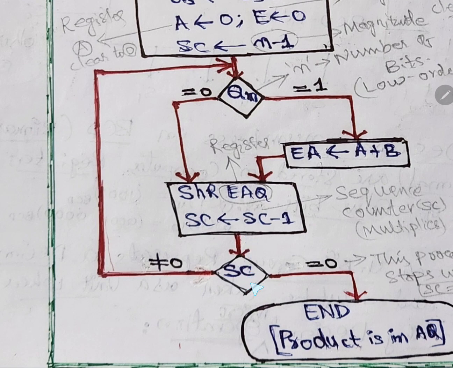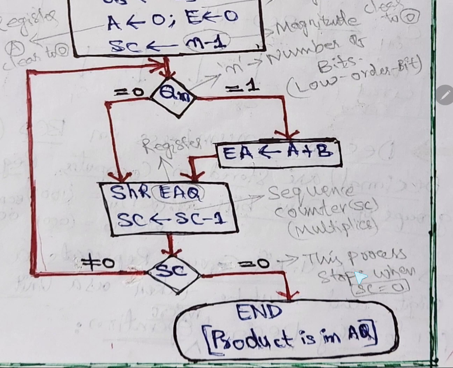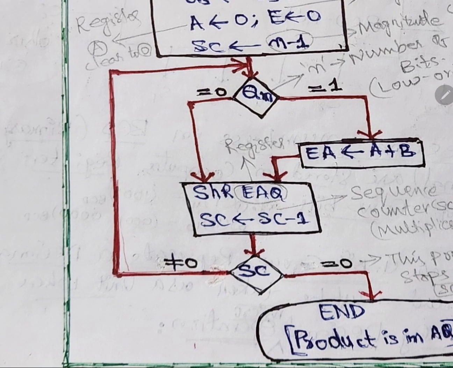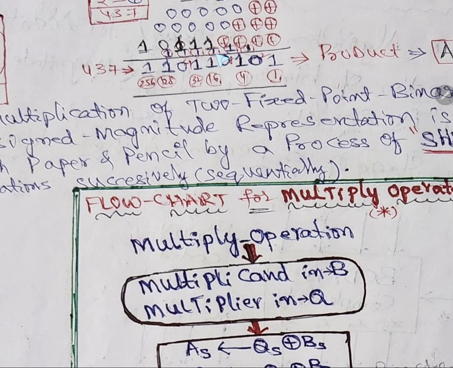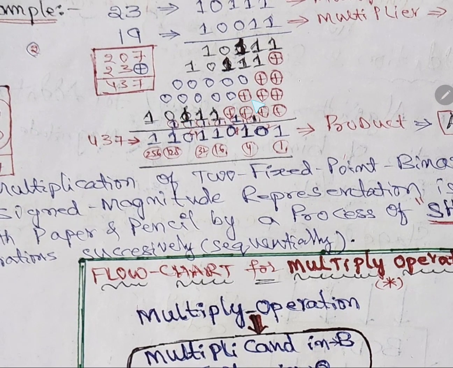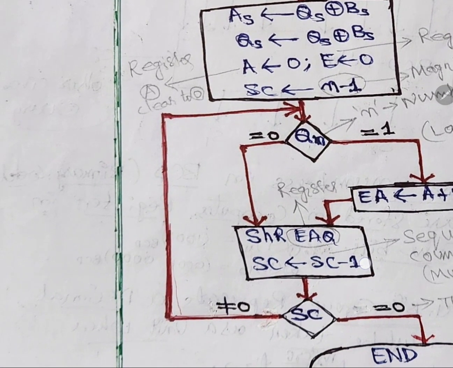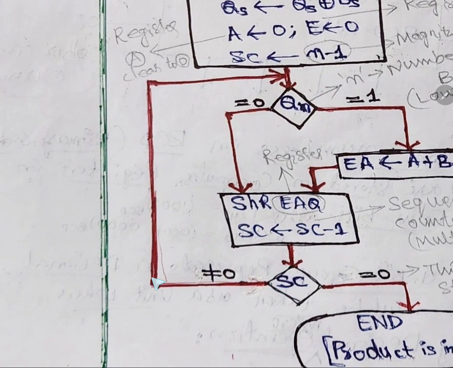When the sequence counter is completed, this process stops when the sequence counter is 0. When the sequence counter is not equal to 0, it means it will be done again in the next line: one more shift and one more addition or subtraction will be done. If it is not equal to 0, it will go back. See here, I will show you with another color.